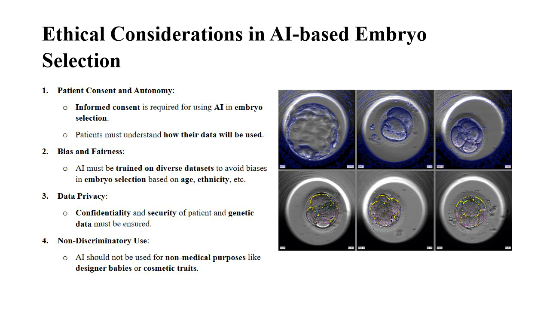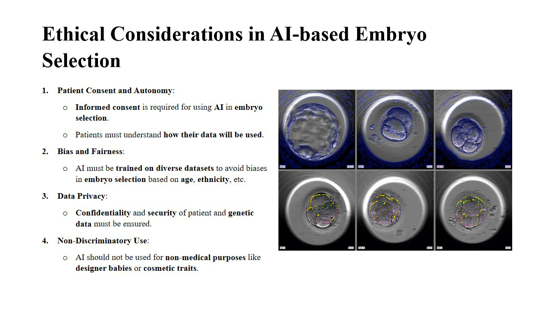B. Fairness and non-discrimination. AI systems must be designed to avoid biases related to age, ethnicity, socioeconomic status, or health conditions. Ethical oversight is necessary to ensure that AI-based predictions do not result in discriminatory practices in embryo selection.